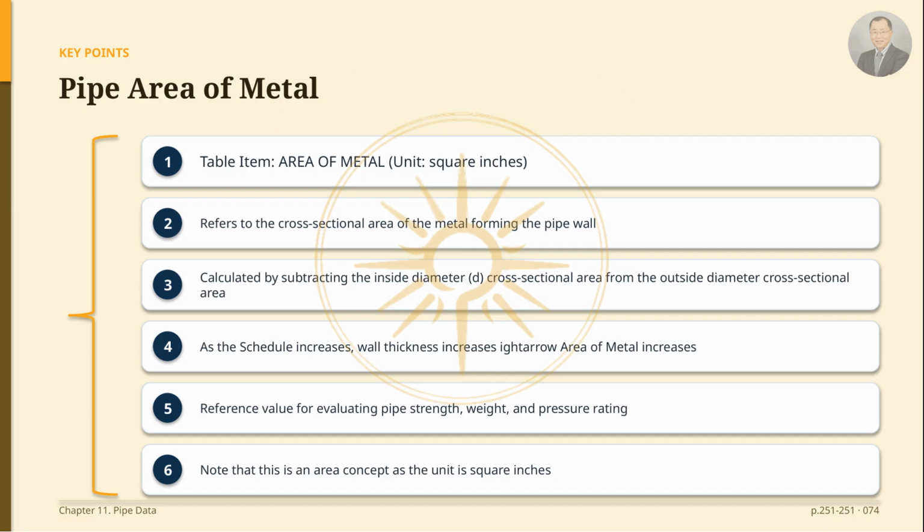Therefore, even for the same nominal size, as the schedule increases and the wall thickness becomes thicker, this metal area increases accordingly. This figure is an important criterion for gauging the strength, weight, and pressure rating the pipe can withstand. Please remember that the unit is square inches, not inches, meaning it represents an area rather than a length.